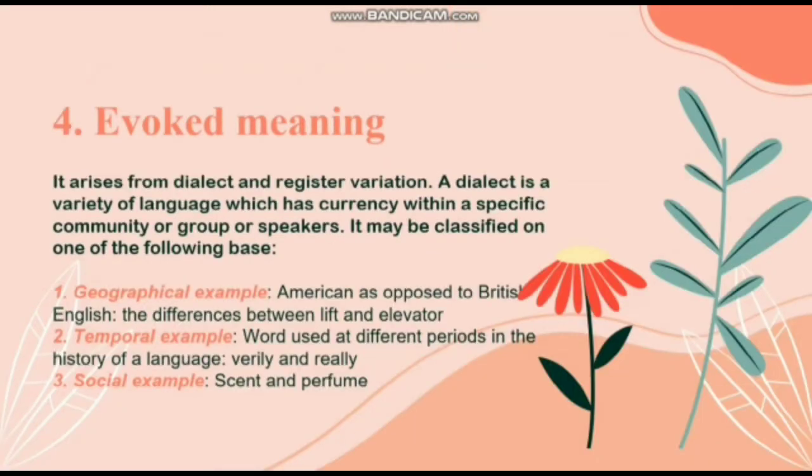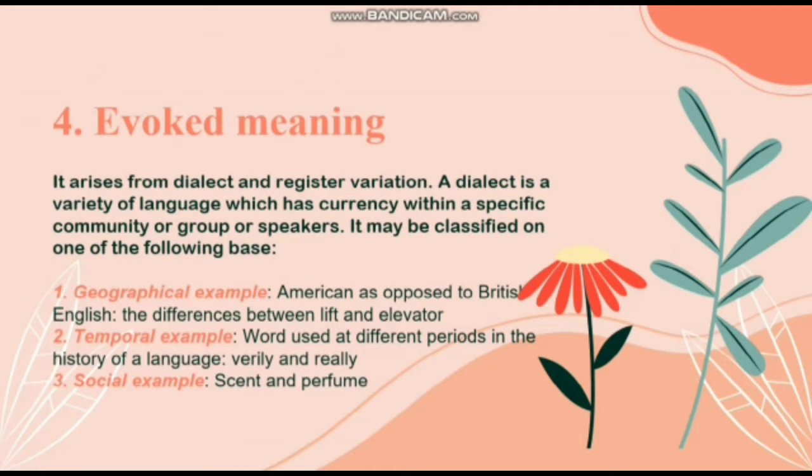Next, we have evoked meaning. Evoked meaning arises from dialect and register variation. A dialect is a variety of language which has currency within a specific community or group of speakers. It may be classified on one of the following bases.